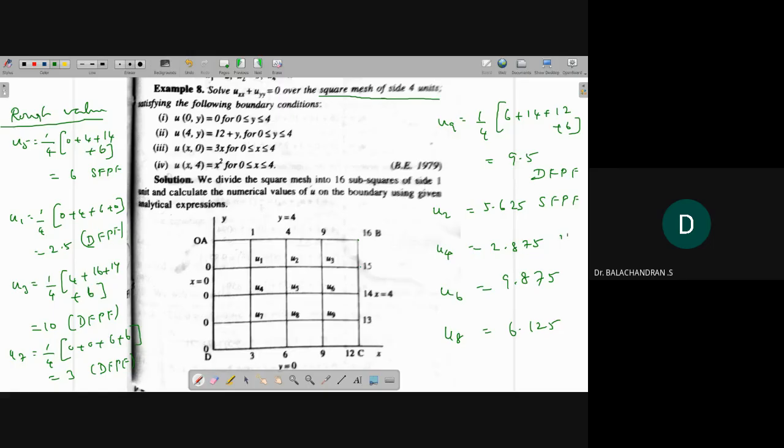So for everything you should use the standard 5-point formula. This is a rough value. So at least you should go 2 iterations, and maximum 3 iterations. Depending upon the time, you can proceed.